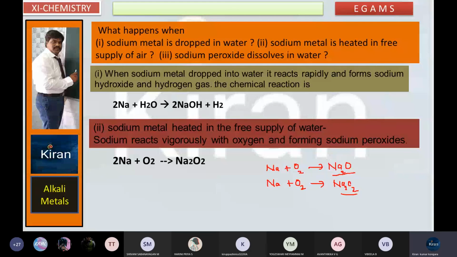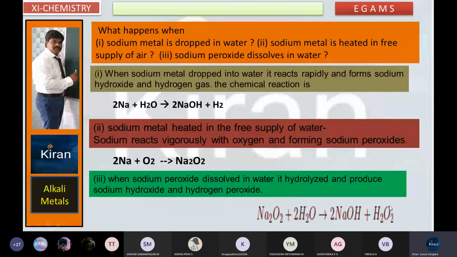When sodium peroxide is dissolved in water, it is hydrolyzed and produces sodium hydroxide and hydrogen peroxide. See the equation. Sodium peroxide, when you place it in water, gives sodium hydroxide and hydrogen peroxide. So this is the answer for this question.